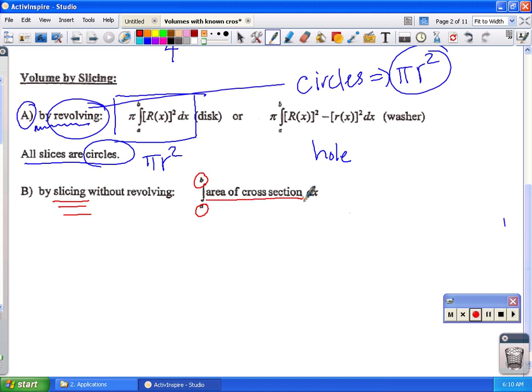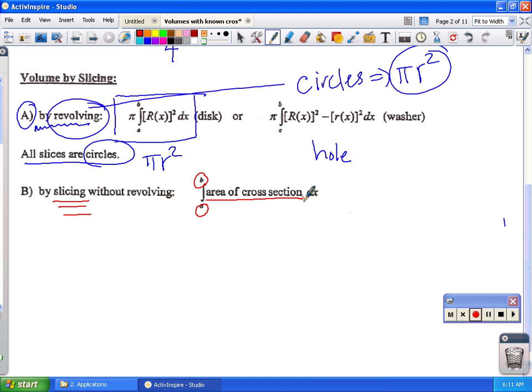Before, everything was circles because we were revolving. This time we might have what I'll describe as a cake shaped as a square, so when we slice it, we'll get squares, not circles. Or we might have a cake shaped in the form of a triangle, so that when we make slices, we get triangle slices instead of circle slices. So it's pretty much the same idea, except we're going to be dealing with other shapes than circles.